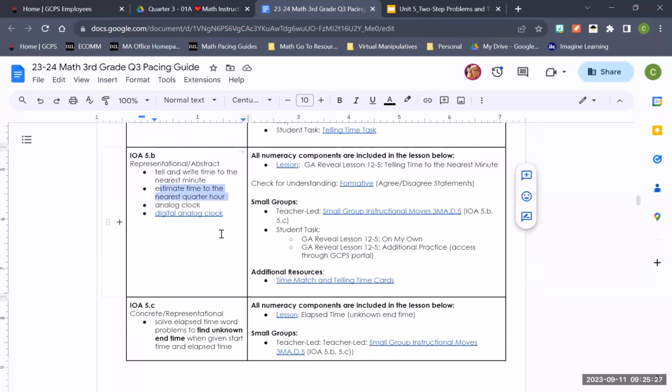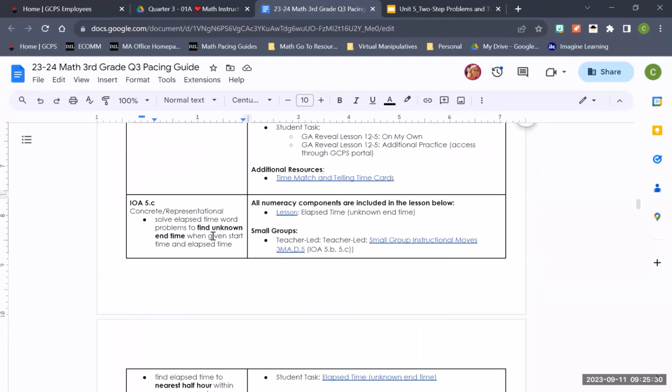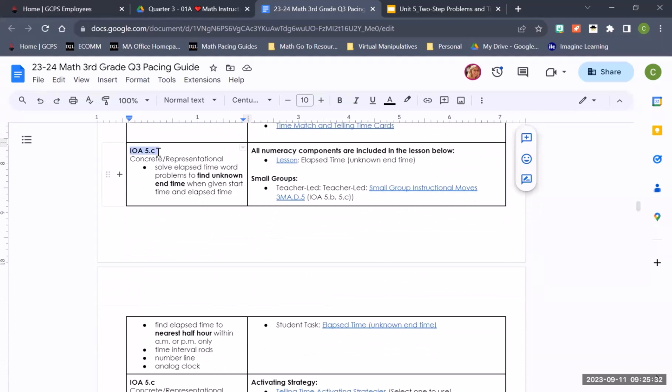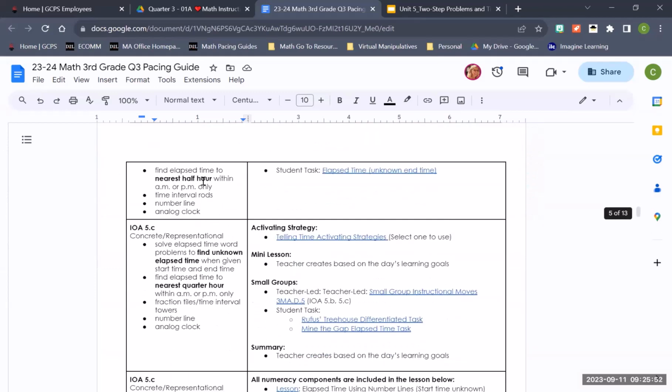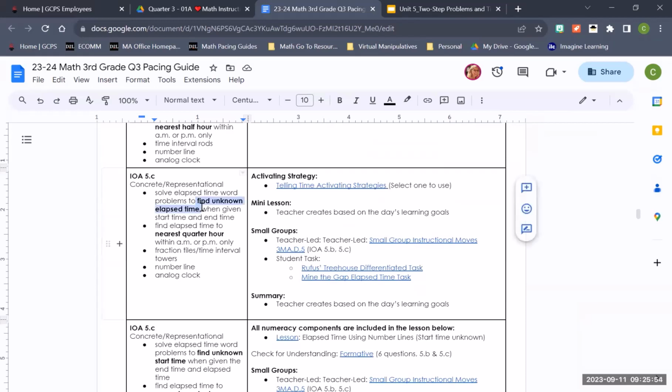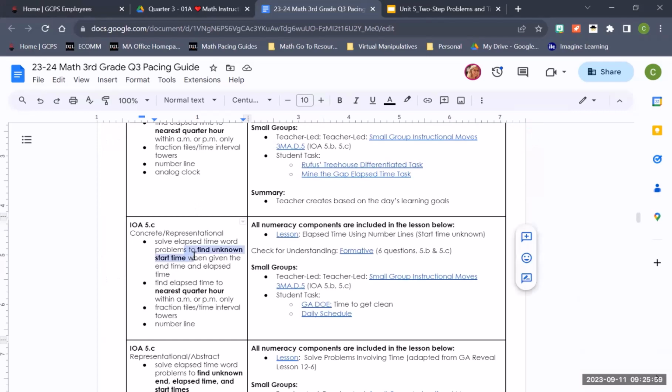After telling time to the nearest minute, we transition to IOA 5C. This IOA involves solving elapsed time problems. Students are required to solve 3 different types of elapsed time problems. They have to solve problems where they find the unknown end time, as well as finding the unknown elapsed time or the change of time, as well as finding the unknown start time.